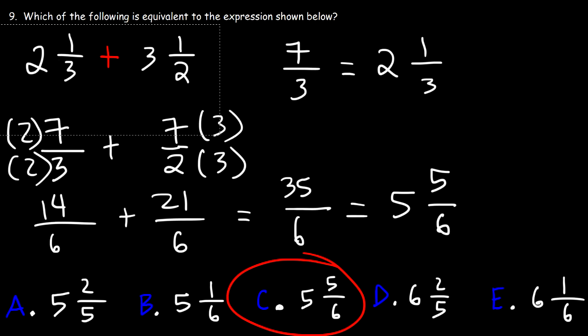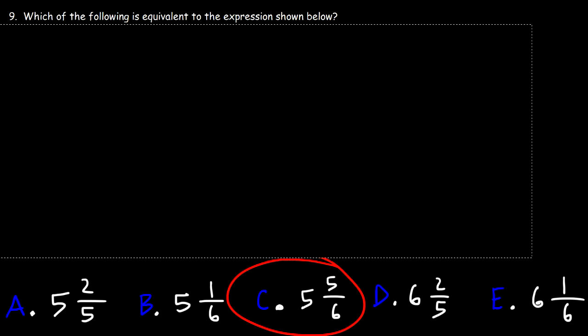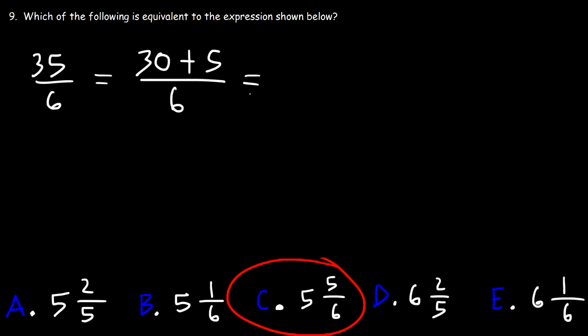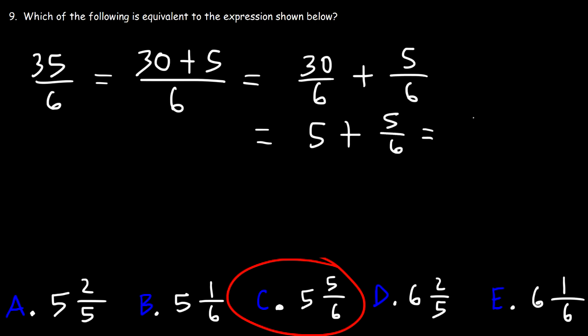Now, if you don't like to do it that way, here's what you can do. Another way in which you can do it is start with this number, 35 divided by 6. The highest multiple of 6 that's less than 35 is 30. So break down 35 into 30 and 5. Now you can separate this fraction into two smaller fractions. So it's 30 divided by 6 plus 5 divided by 6. 30 divided by 6 is 5. 5 plus 5 over 6 is the same as 5 and 5/6. And so that's another way in which you can get the same answer. So C is the right answer choice.